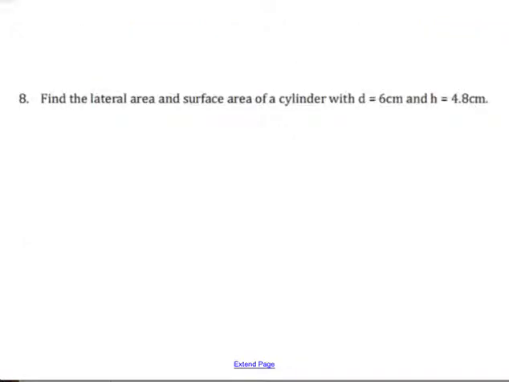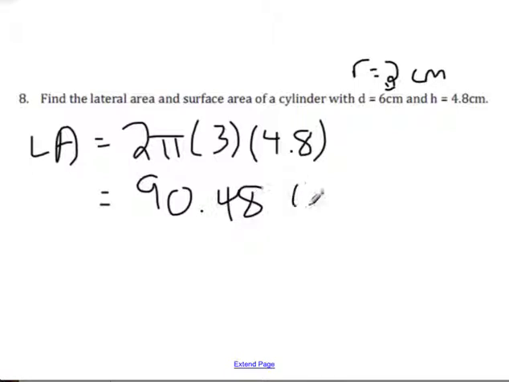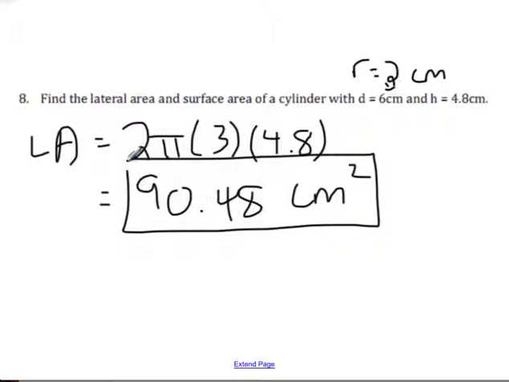Let's take a look at number 3. Find the lateral area and surface area of a cylinder with a diameter of 6 and a height of 4.8. Well, if the diameter is 6, we need to divide that by 2 to get the radius. So my radius is 3 centimeters. First, to calculate the lateral area, I'm going to do 2 times pi times my radius, then multiply that times my height of 4.8. So in my calculator, I'm going to do 2 times pi times 3 times 4.8. And when I do that, I end up getting 90.48, and that's going to be centimeters squared, because again, we're talking about area, so our label is squared.